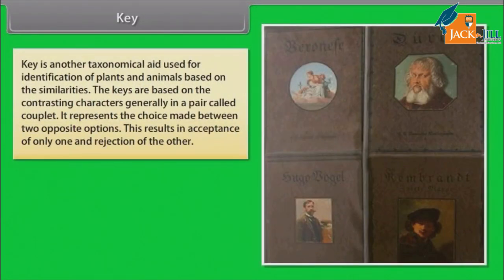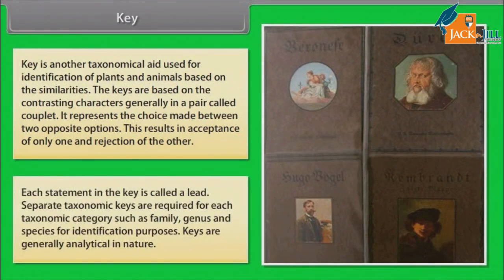Key: a key is another taxonomical aid used for identification of plants and animals based on similarities. The keys are based on contrasting characters, generally in pairs, called a couplet. It represents the choice made between two opposite options. This results in acceptance of only one and rejection of the other. Each statement in the key is called a lead. Separate taxonomic keys are required for each taxonomic category, such as family, genus, and species, for identification purposes. Keys are generally analytical in nature.